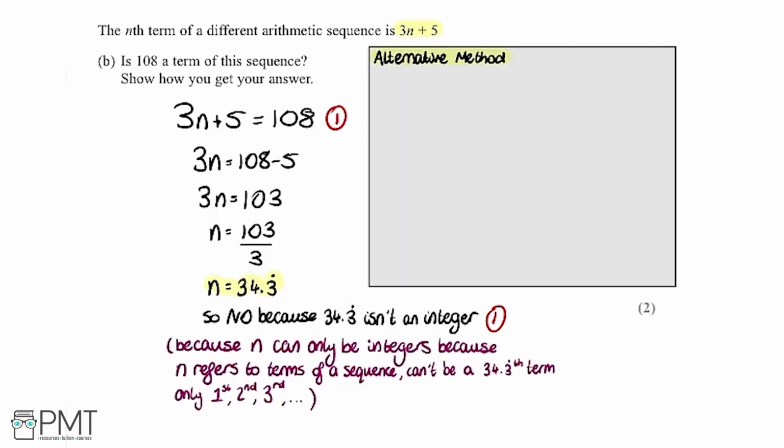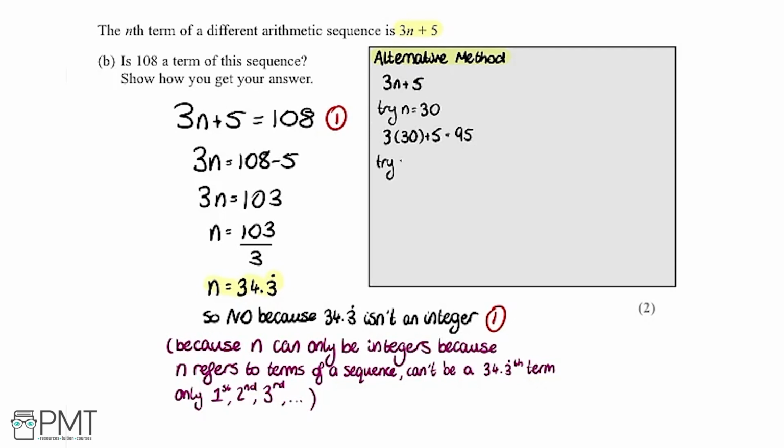I also want to point out here an alternative method you could have used. This one involves a bit more of trying numbers, but for example, we know our sequence is 3n plus 5. And we need to think what sort of numbers would get us around 108. So if I try 30, we could try n is 30. We get 3 multiplied by 30 plus 5. Okay, so that gets us 95. So it's not quite to 108. So I might try something else.